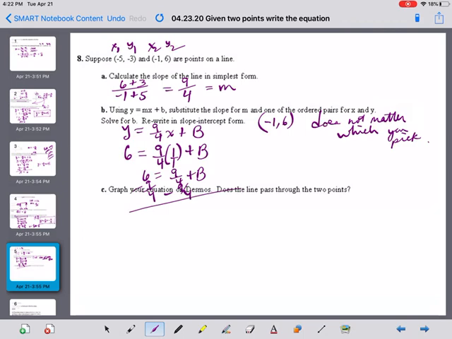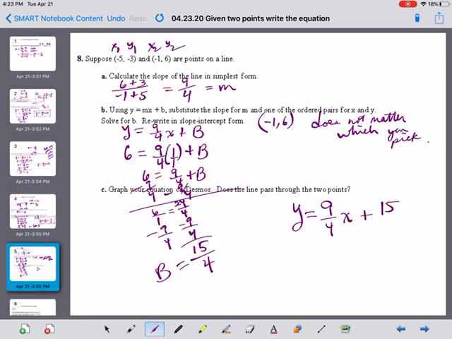I'm just going to continue down here. So 6 over 1 minus 9 over 4. We have to get a common denominator, right? So 6 is how many fourths? Times 4, 24. So 24 fourths minus 9 fourths is 15 fourths equals b. So go back and rewrite the equation. Y equals 9/4 x plus 15 fourths, which is about, what is it, 3.75. Okay.